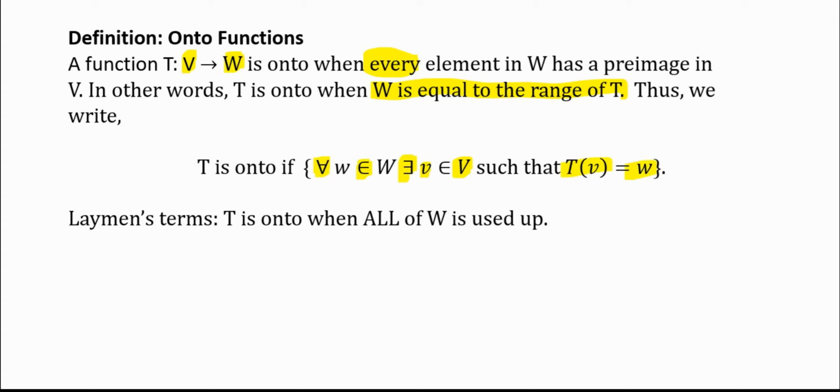Now, just to make sure you get a hold on it, T is onto when all of W is used up. Beautiful stuff. Because a lot of times with functions, you're not using up all of the values in the so-called codomain or range, and we've probably been miscalling the range, but maybe we can get it right.